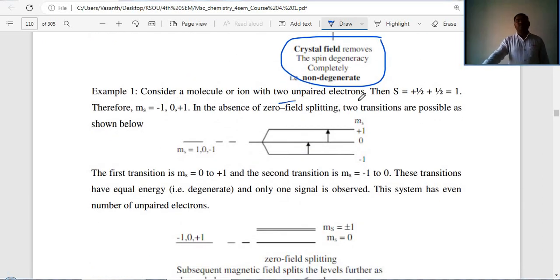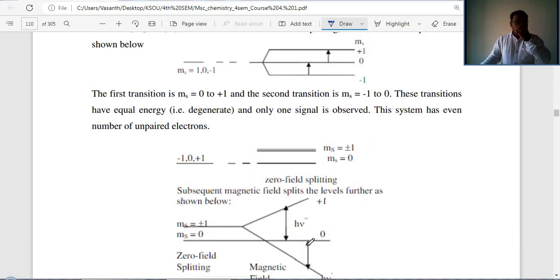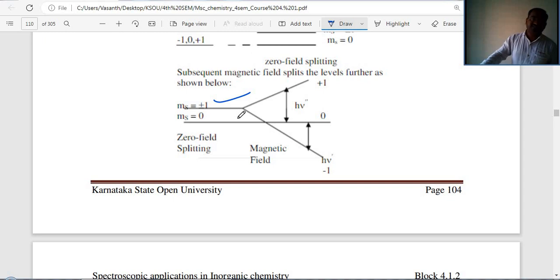This is one of the very important molecules. Consider a molecule with two unpaired electrons, then S is equal to 1, so Ms is equal to minus 1, 0 and plus 1. Next we consider the first transition. What happened here: minus 1, 0, 1. Here Ms is equal to 0, here Ms is equal to plus 1, and Ms is equal to 0.